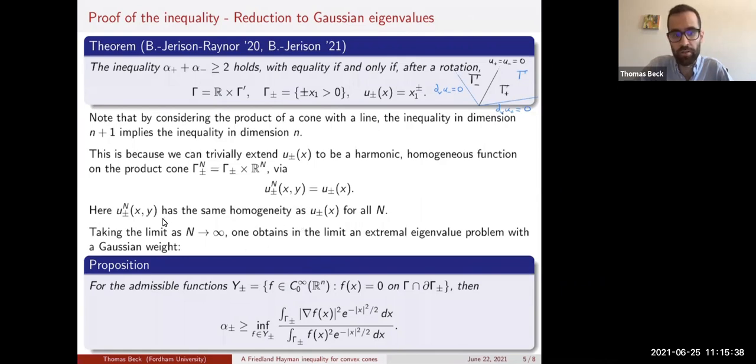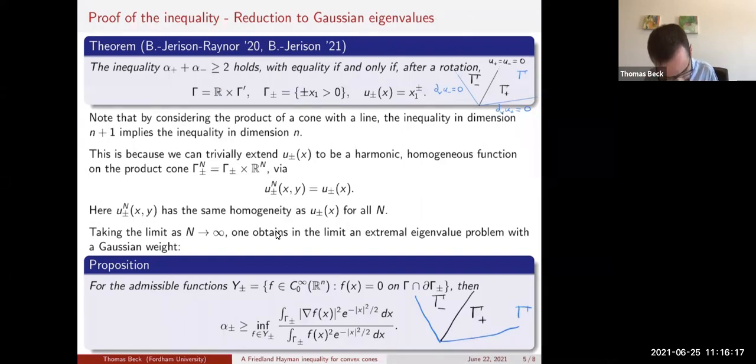So in our proposition, and this is a very analogous proposition to what was used by Beckner, Kenig, and Pipher when they proved the case of equality for the original Friedland-Hayman inequality, what we show is that the homogeneities alpha plus and alpha minus are bounded from below by the first eigenvalue of a Gaussian eigenvalue problem. So in this case, we have our cone gamma, and then within it, we have our 2 subcones, gamma plus and gamma minus.